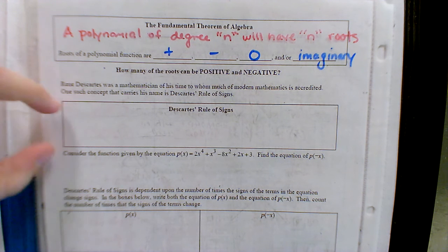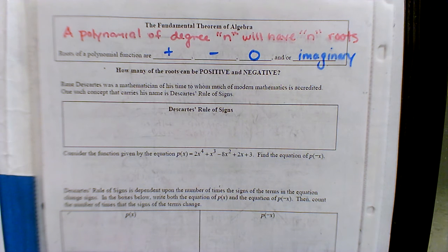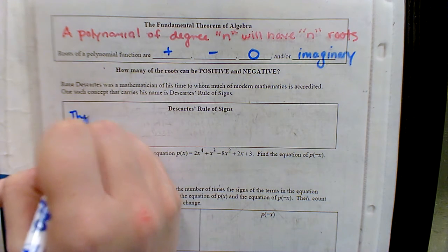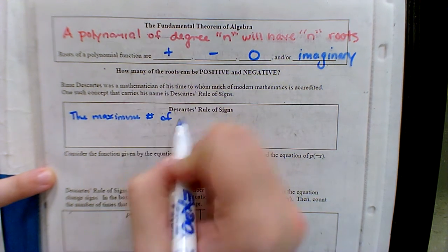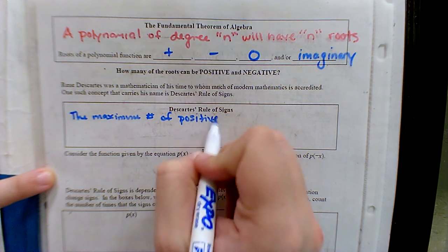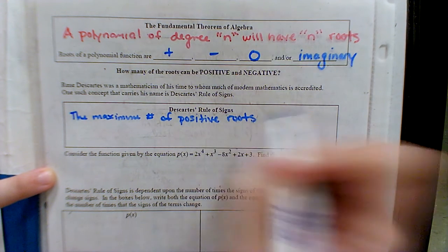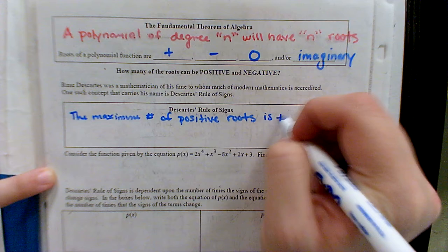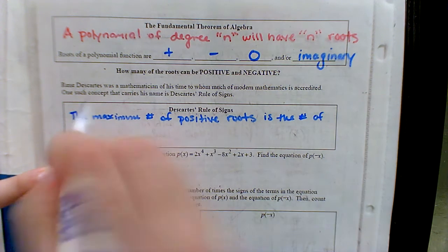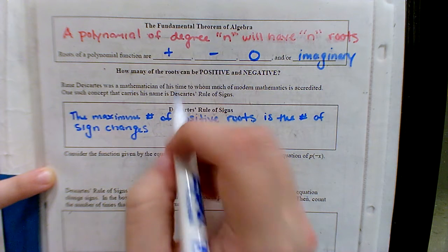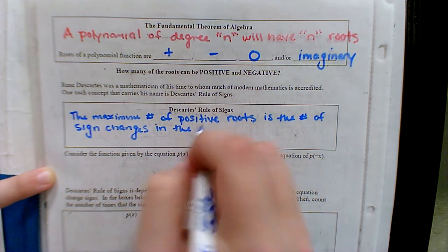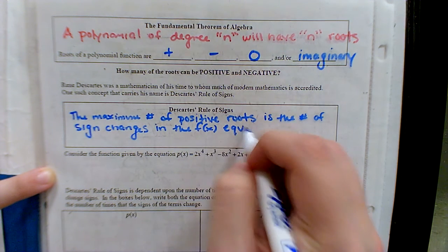So just as a brief definition, we're going to write it down. It might go over your head a little bit, but we're going to discuss it further so that it starts to sink in. His rule of signs said that the maximum number of positive roots is the number of sign changes in the f of x equation.